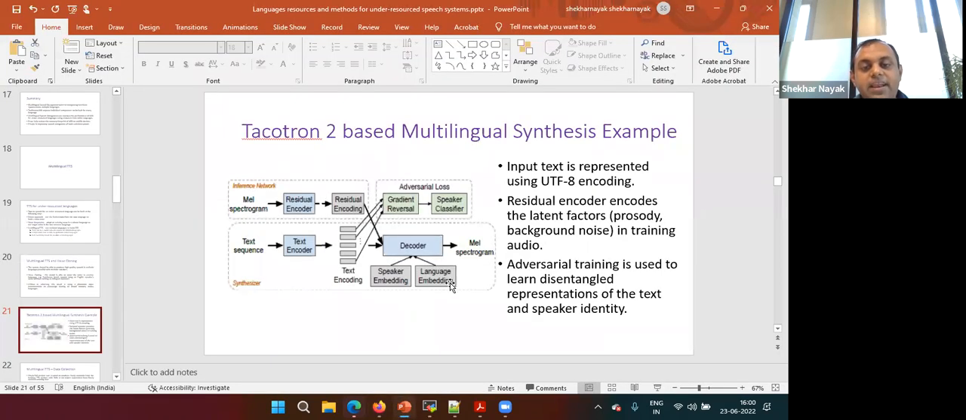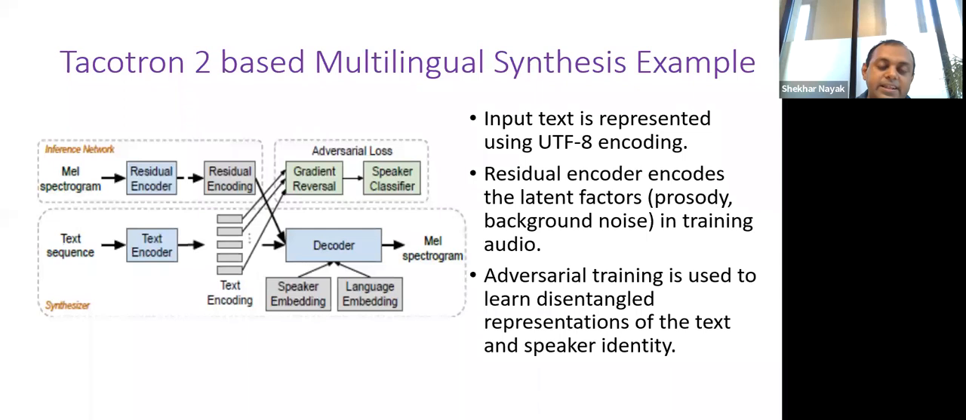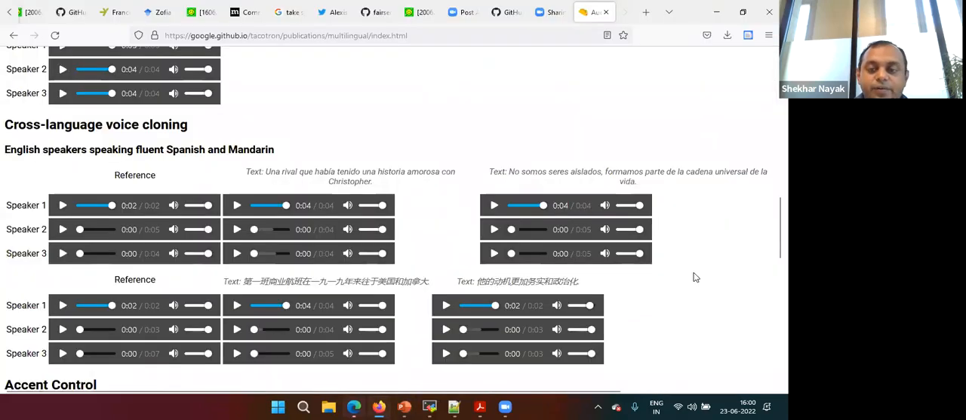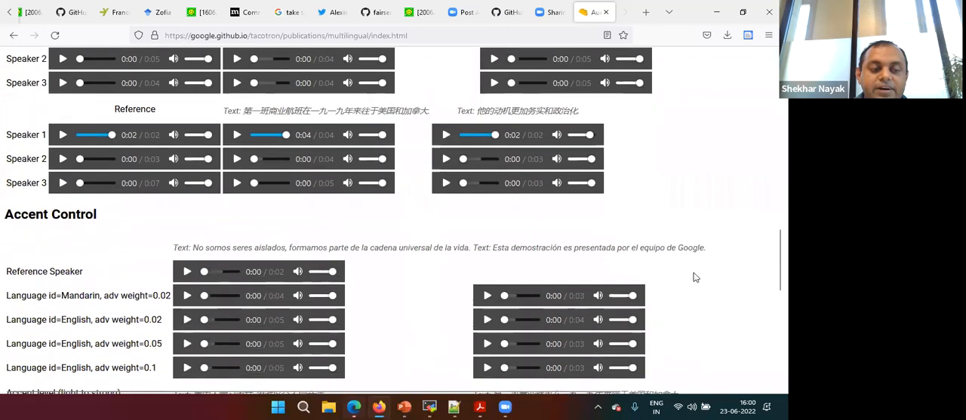So essentially, we can see that the language embedding is changed, and you are able to synthesize in a different language. You are able to clone it in a different language than the one with which it was trained. And then there is further accent control and so on. There are further examples.